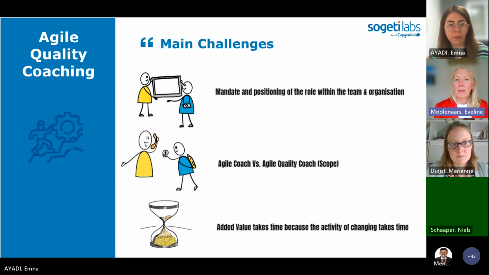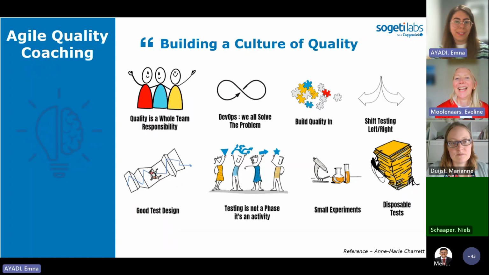So these 8 points can really help you to make a culture of quality in your organization. But okay, then we come to the challenges.